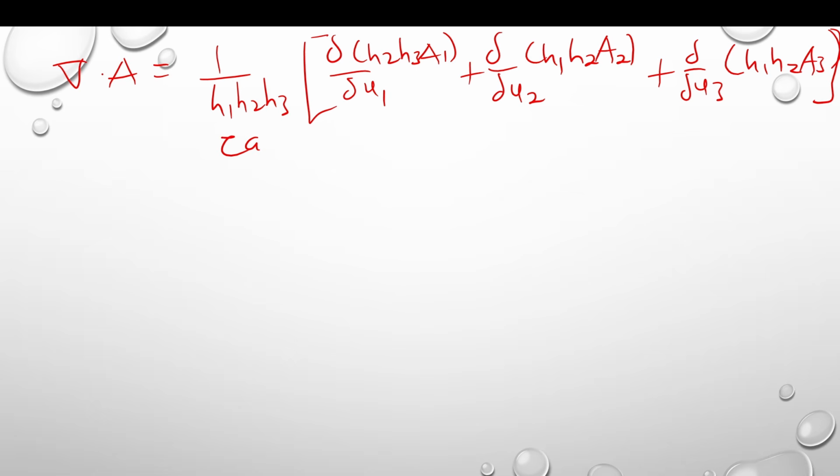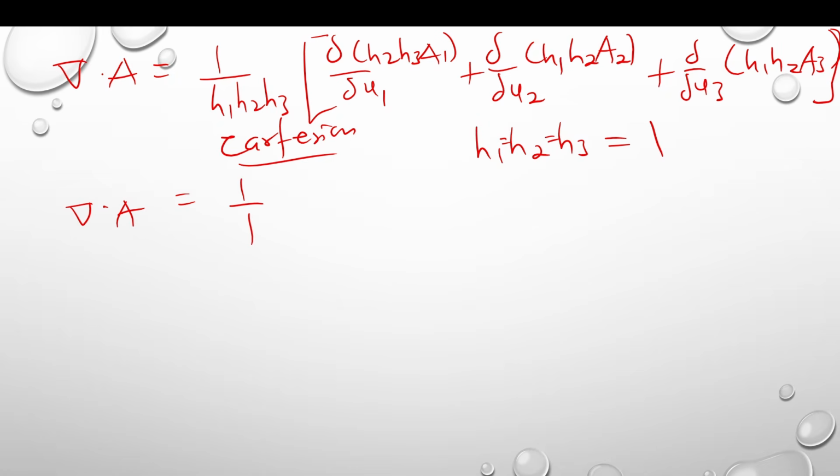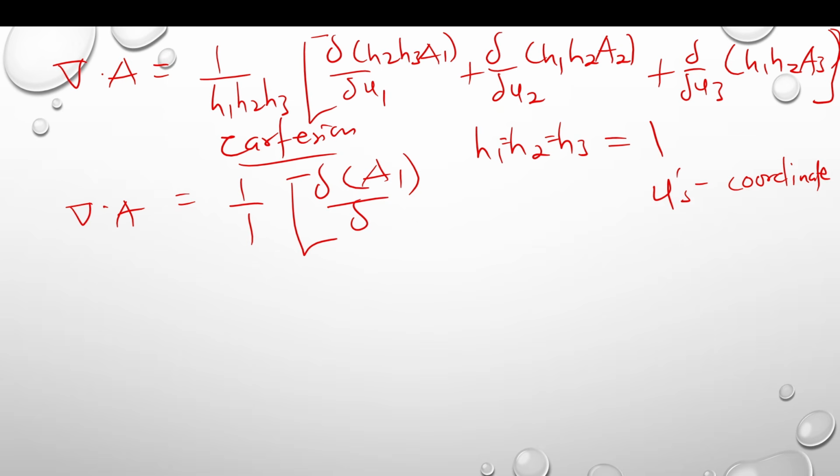So for Cartesian, H1 is equal to H2, which is also equal to H3, which is equal to 1, right? So we are going to have 1 over 1, which is 1. Now H2 and H3 are both 1, so we're going to have just A1 here. I said the U's represent the coordinate systems, so once you are considering Cartesian, we are going to have X here.